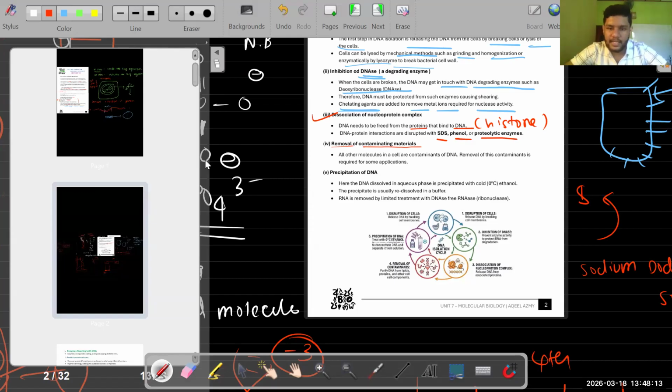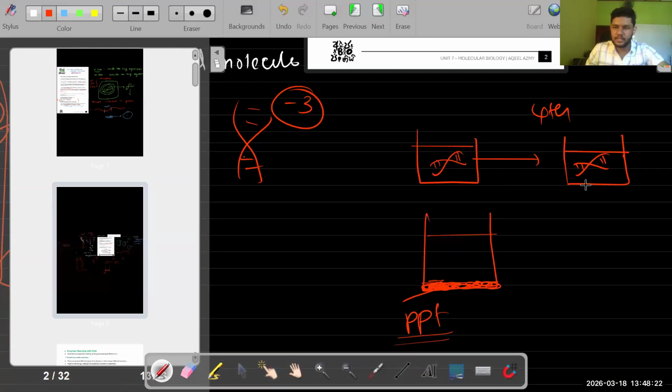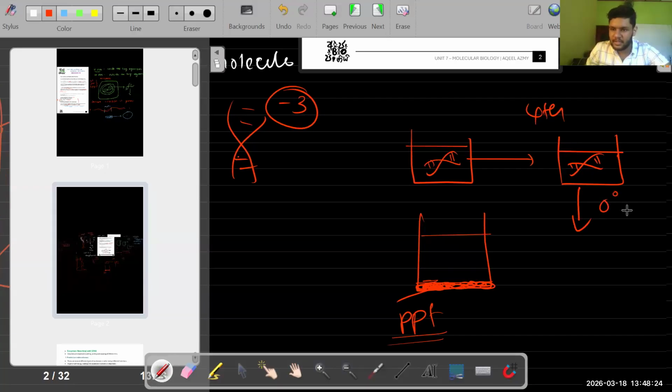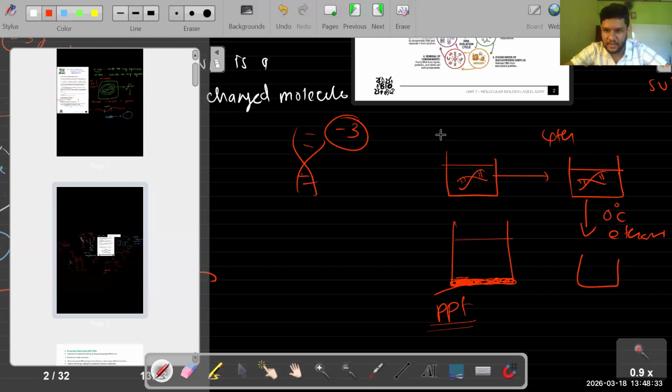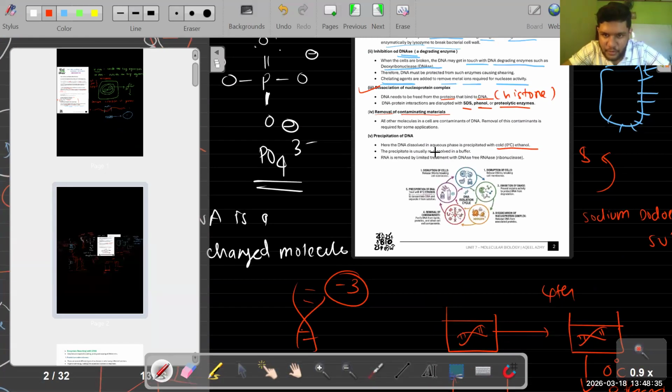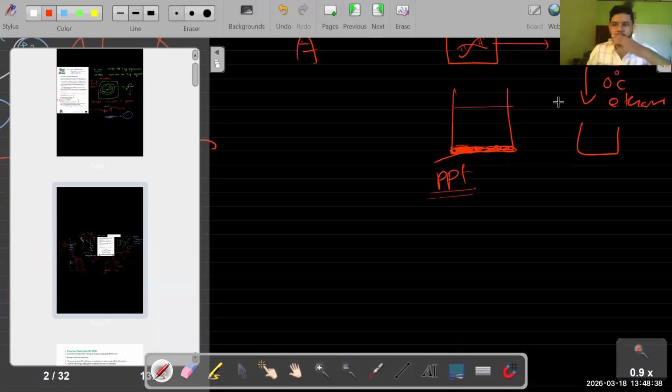Yes. Okay. Here the DNA dissolved in the aqueous phase is precipitated with cold 0 degrees ethanol. What we do is take this aqueous solution and react it with 0 degrees ethanol. After reacting with 0 degrees ethanol, it will give a precipitate. The precipitate is usually redissolved in buffer. What does this precipitate contain? DNA only, right?